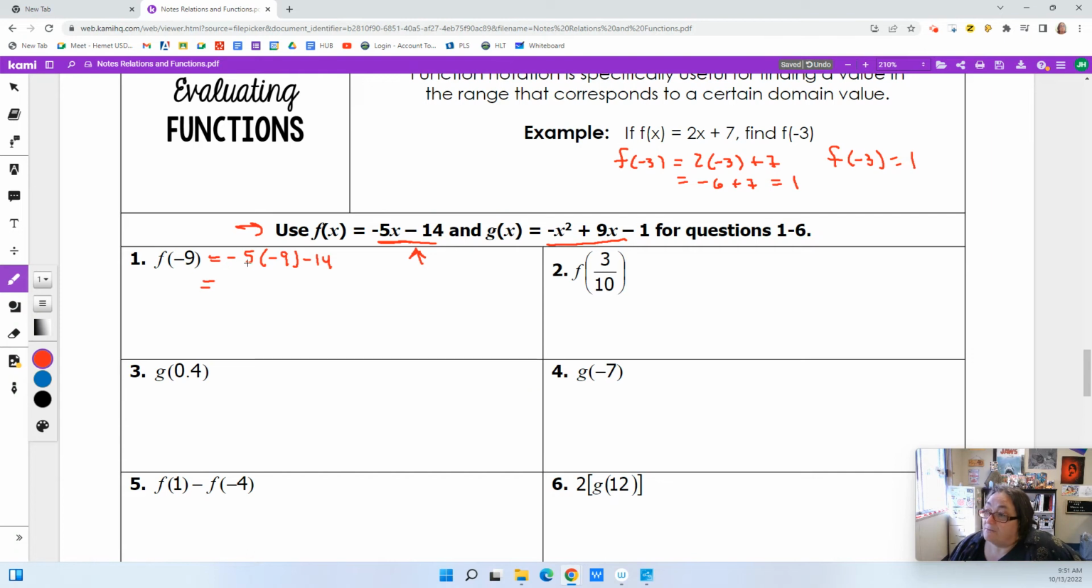And then we're just going to do the math. That's 45 minus 14, which is 31, right? So not so bad. You guys know how to plug numbers in.